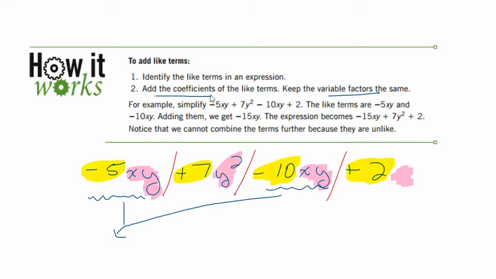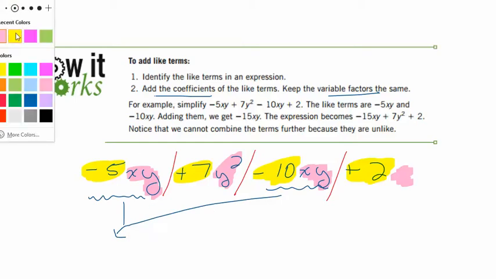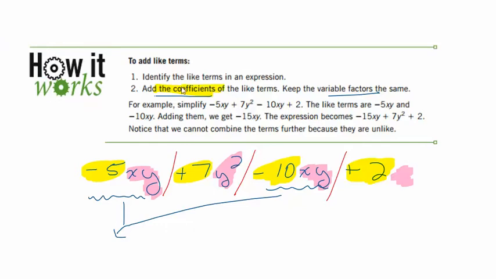Add the coefficients. That's the part in yellow. So negative 5 minus 10. Think about it. What is pictured on a number line? Negative 5. Take away 10. No calculator. Negative 15, right? If you're at negative 5 and you take away 10, you're getting deeper in the hole.